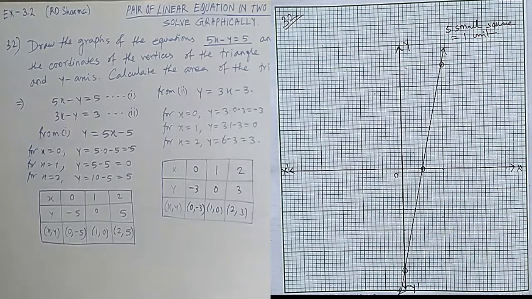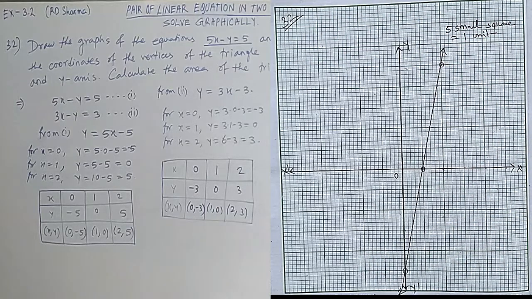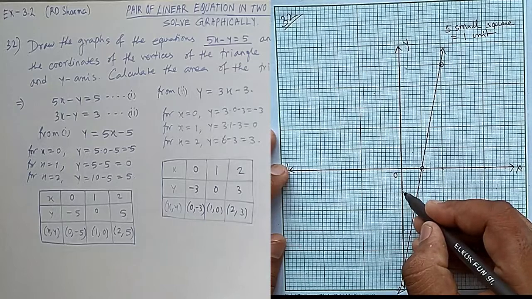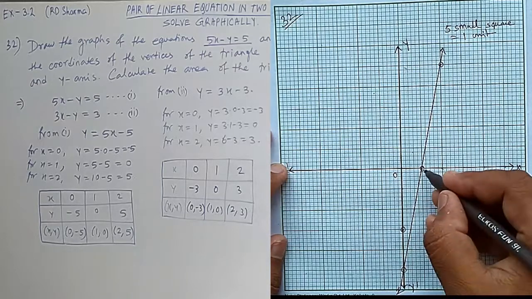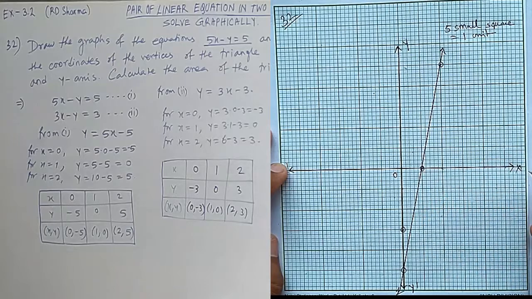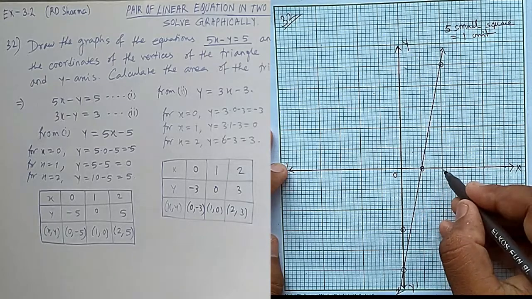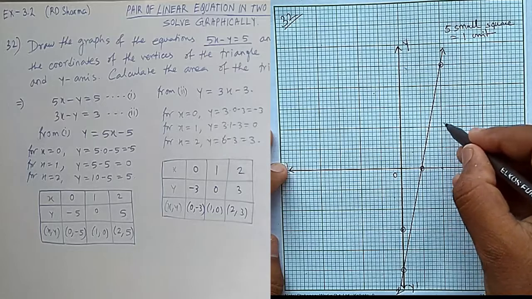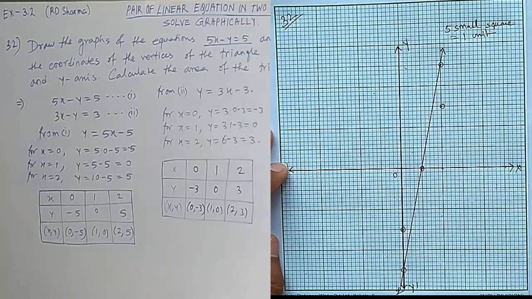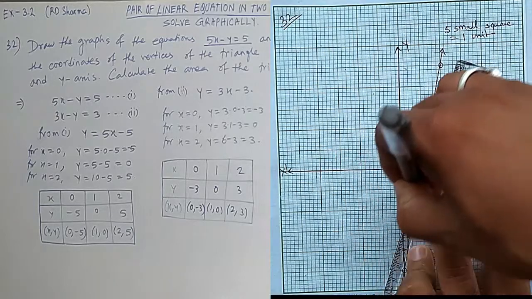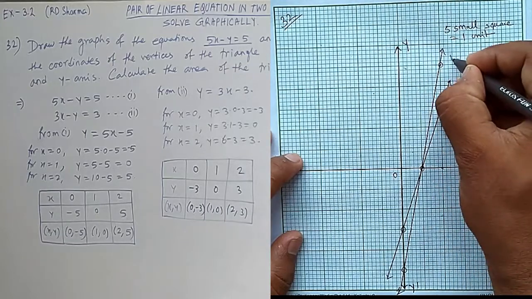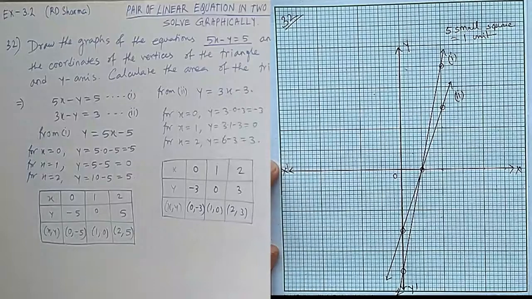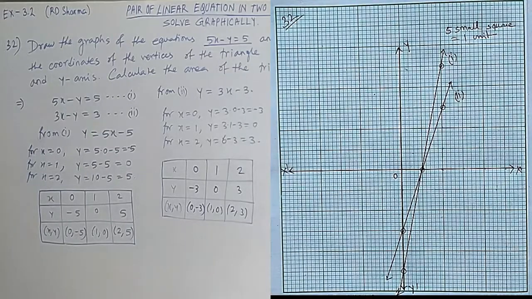And now we draw the second equation. The first coordinate of the second equation is x equals 0 and y equals -3, that is 1, 2, 3, this point. And next (1, 0), that means this point also. And the third coordinate is (2, 3), that is x equals 2, y equals 1, 2, 3, this point. Again join these 3 points, and this is the graph of the second equation, and this is the first equation.